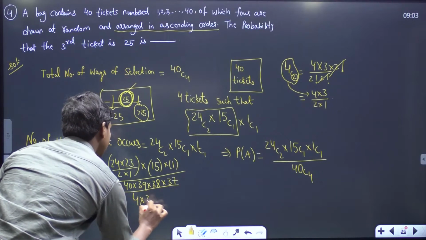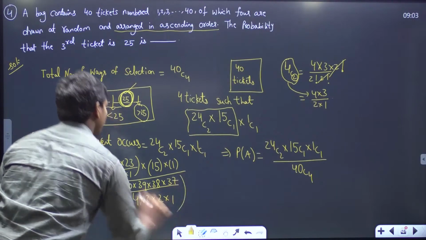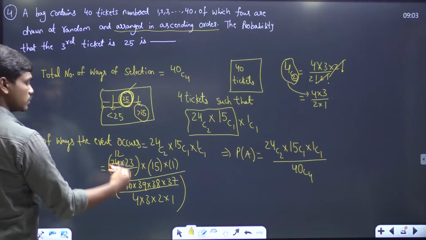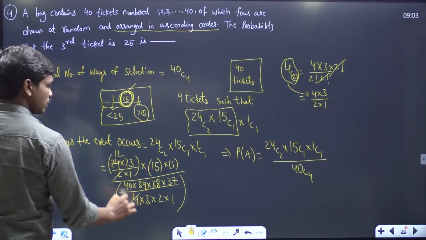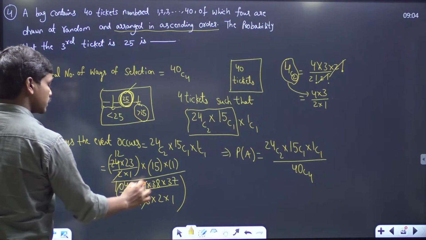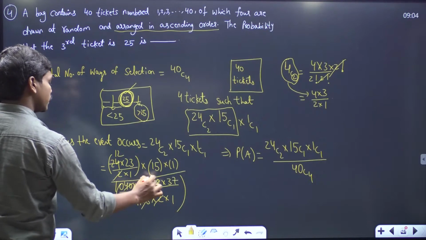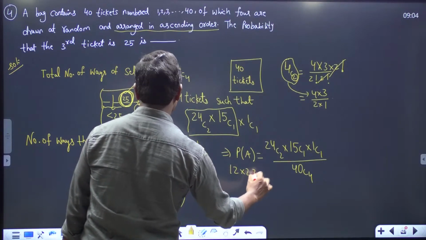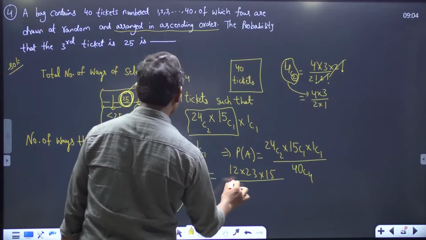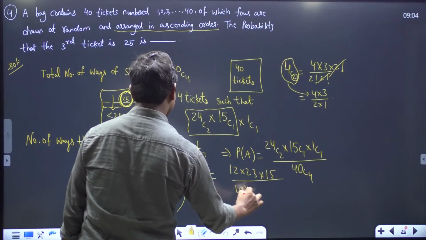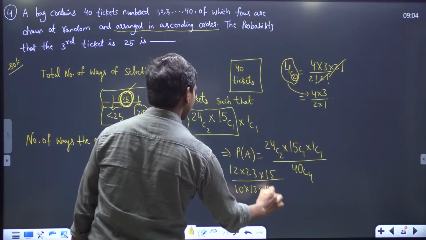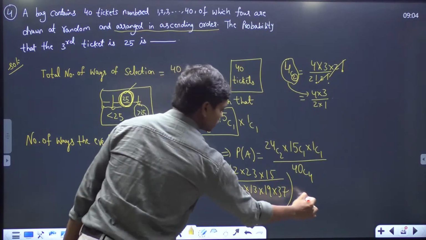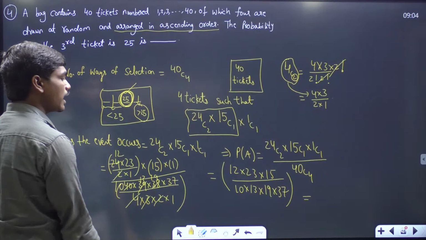4 into 3 into 2 into 1. So now you want to calculate this value. Please try to calculate. This is 12 times, so then this denominator goes off. This is 10, this is 13, and this is 19. So we have 12 into 23 into 15 divided by 10 into 13 into 19 into 37. You can calculate this value. 0.045 is the answer. Let me calculate once.